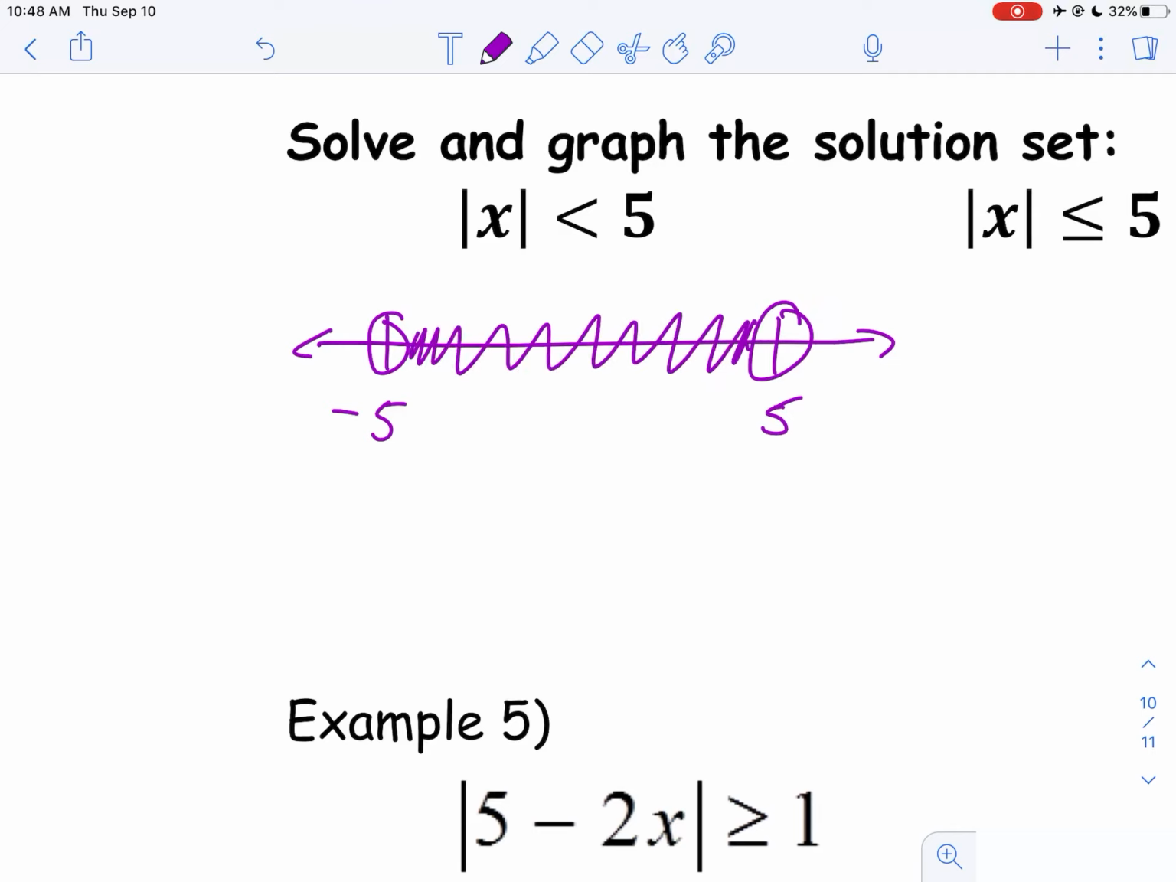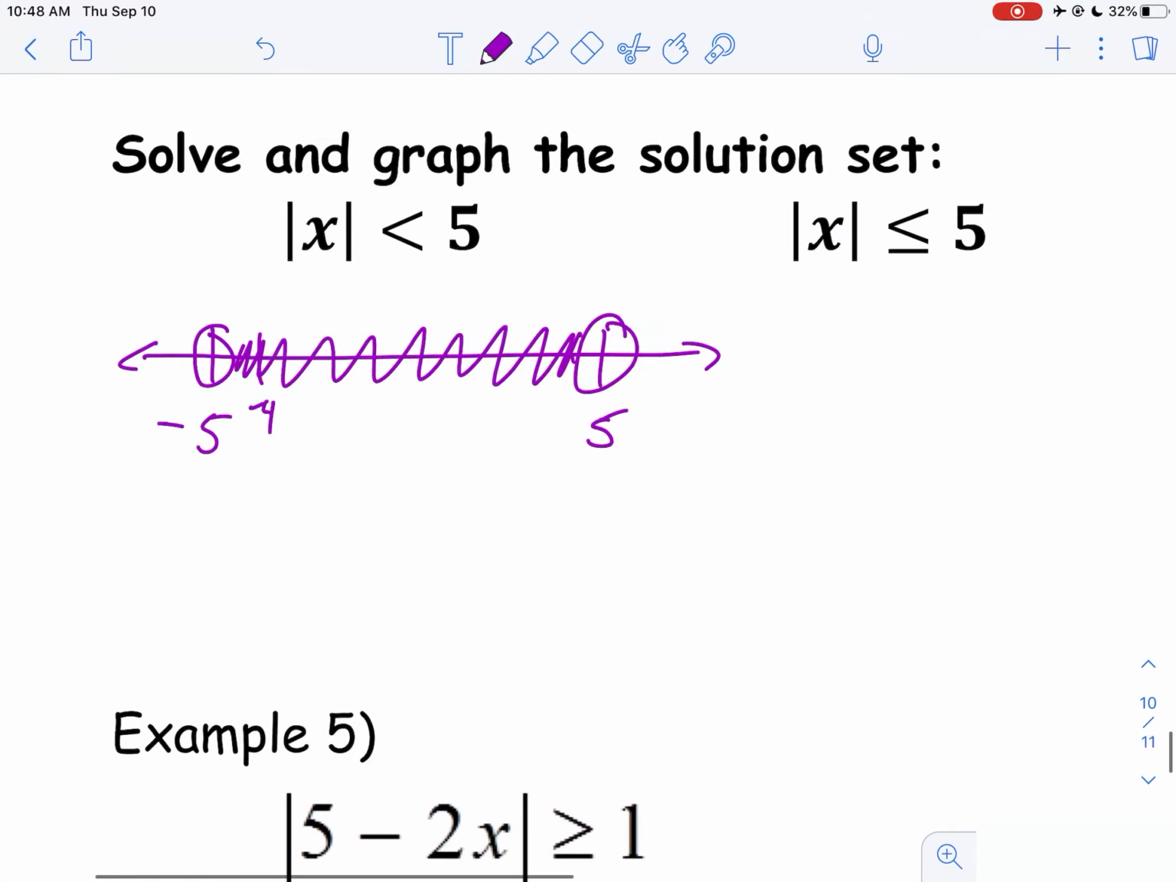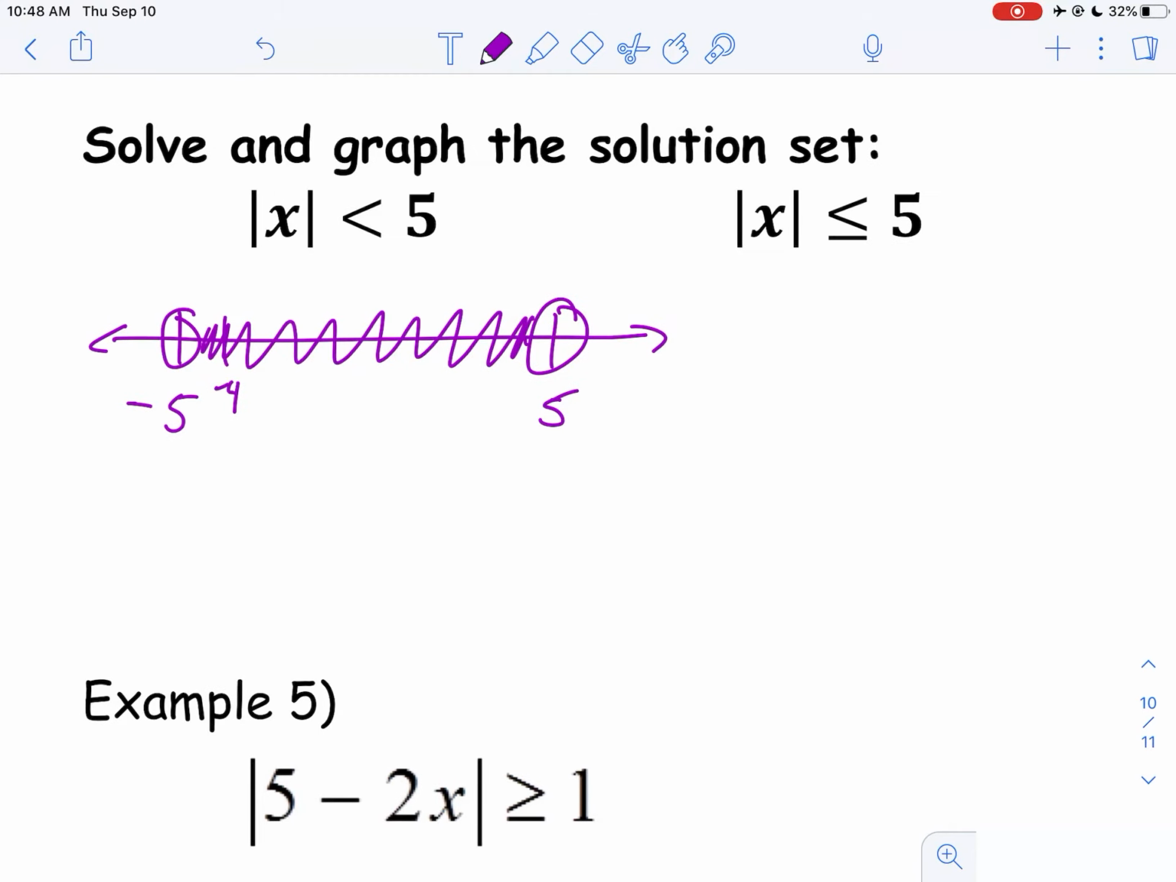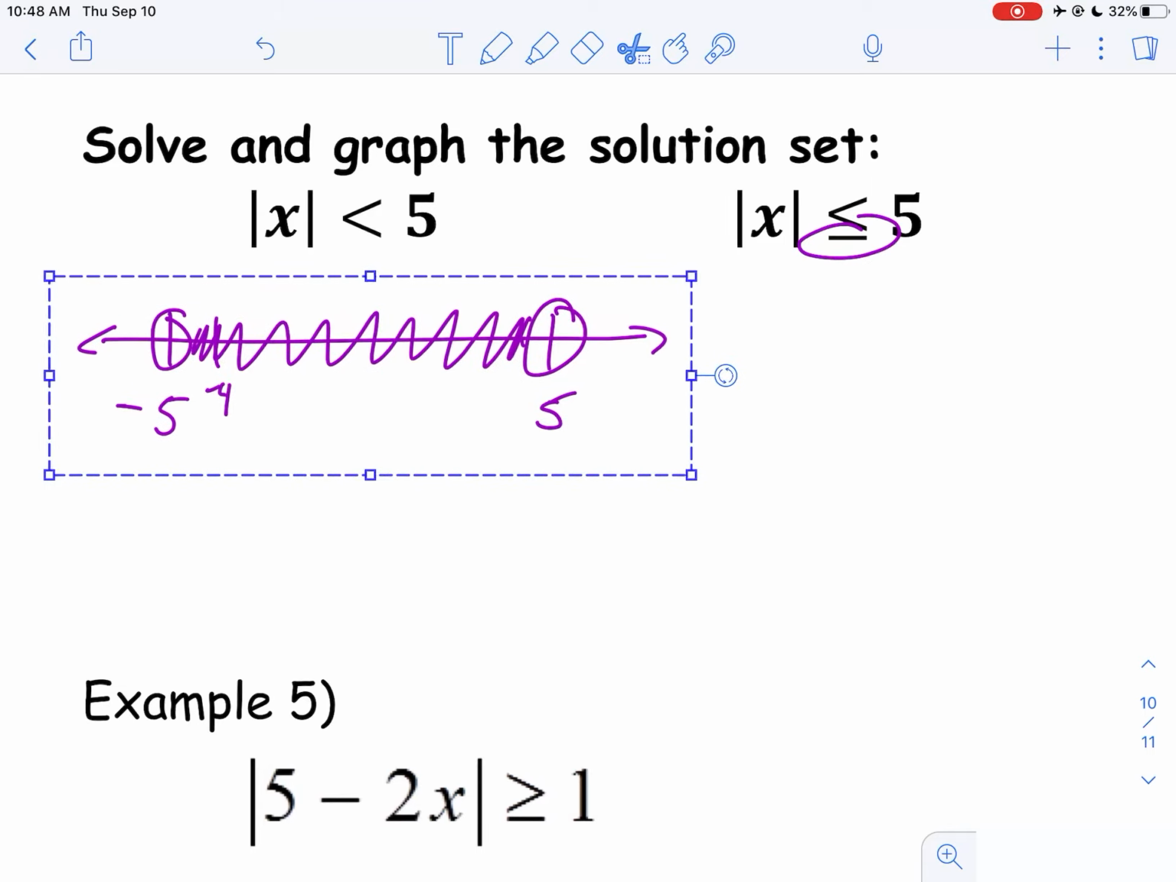Try it out. Put in negative 4. That's true. Try something outside like negative 6. That's not true. Okay? The only difference between this one and the last one is the equal to symbol. Hopefully you're comfortable with that.